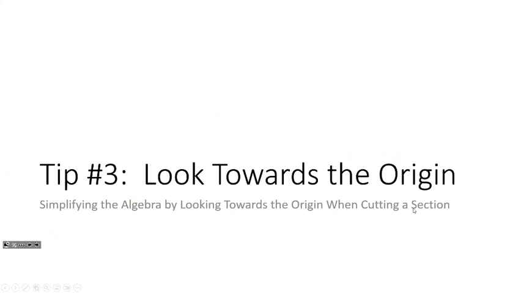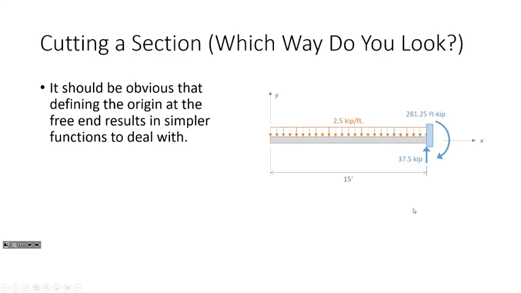Now, that leads into tip number 3. Tip number 3, look towards the origin. Okay? This will simplify the algebra a lot when you cut a section by cutting a section and looking towards the origin. Now, I think it should be obvious by now that defining the origin at the free end results in simpler functions to deal with. Hopefully it is, after what I just said, okay?